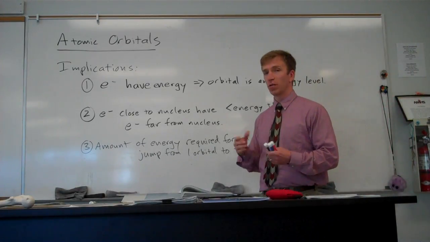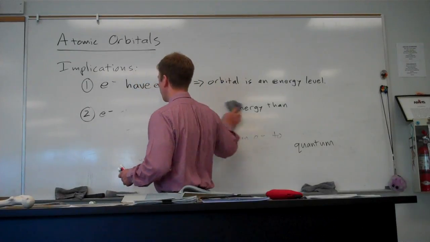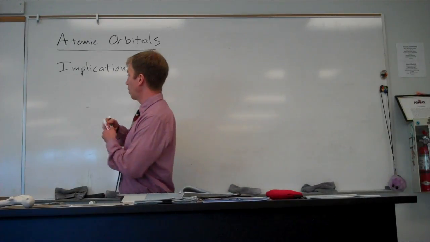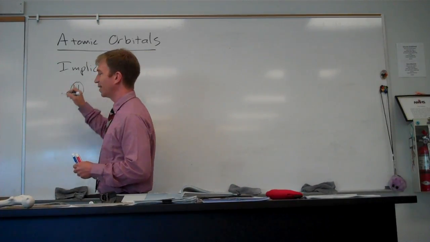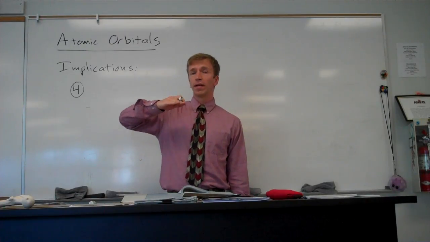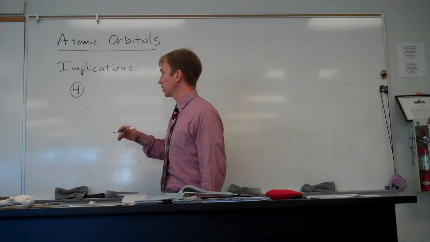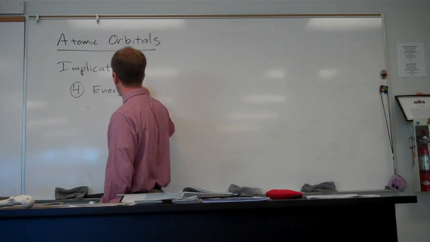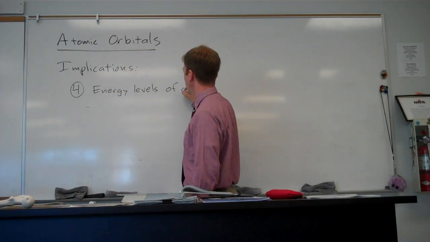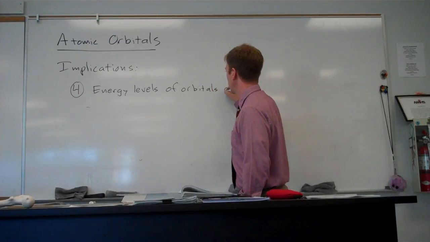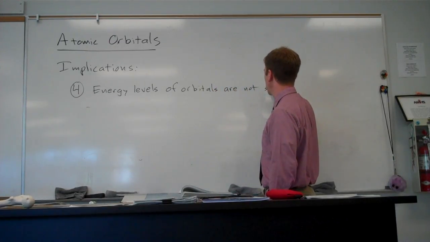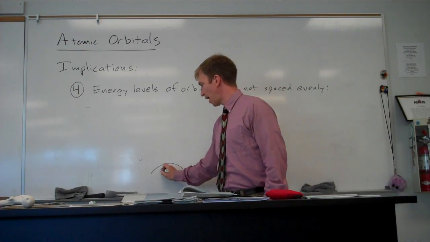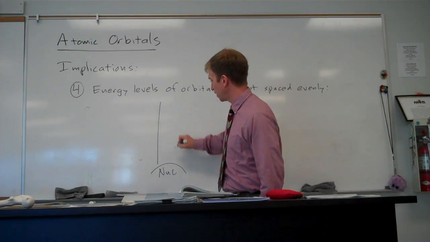The fourth implication has to do with the amount of energy in each orbital. It turns out that it's not evenly spaced. If we think about the amount of energy in each orbital, it's tempting to think like it's a ladder, where each step between each orbital is an even amount of energy, but that's not quite the case. So the energy levels of orbitals are not spaced evenly.